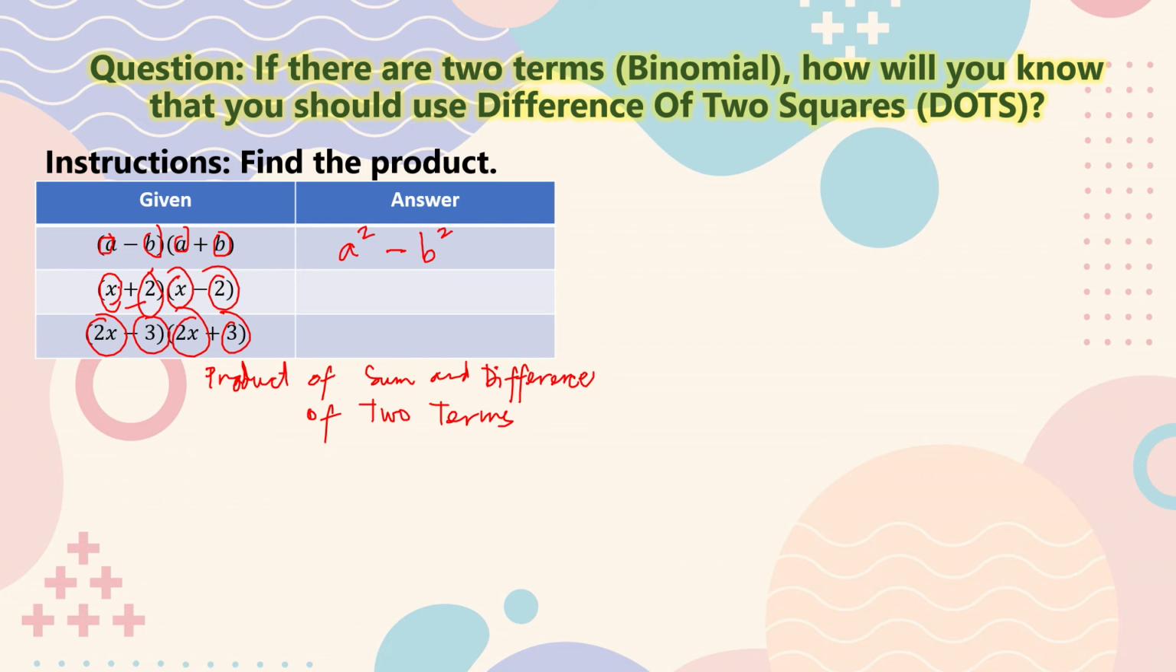How about the other one? In the second given, they have the same first term, x, and the same second term, 2. They only differ in plus and minus. So get the square of x, the first term, x squared. The second term, 2 squared, so 4. And always minus in the middle. Lastly, the third given, they have the same 2x and the same second term, 3. They only differ in minus and plus. So take the square of 2x, always minus, and take the square of the second term, 3 squared. What is the square of 2x? 2x times 2x is 4x squared, minus 3 squared is 9.